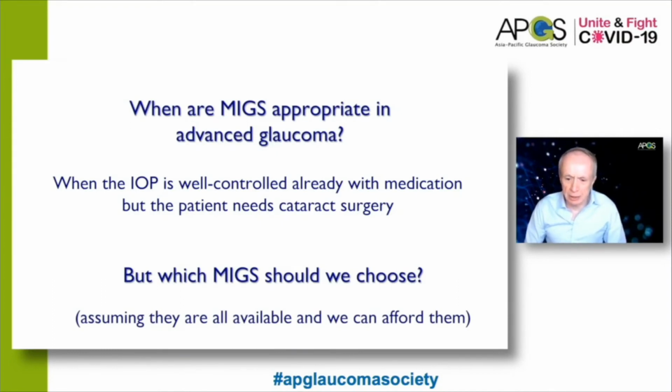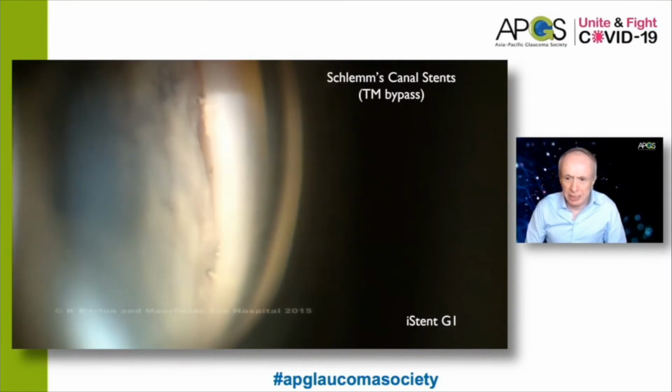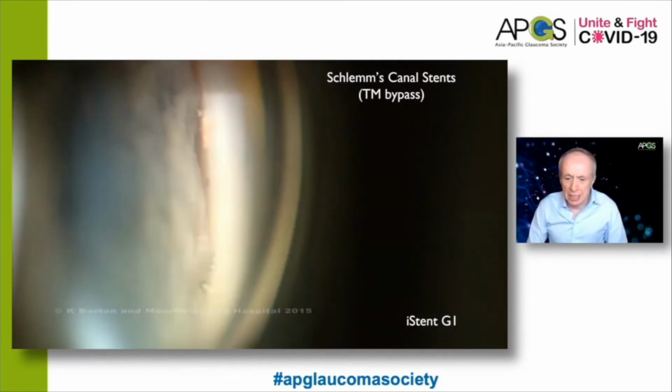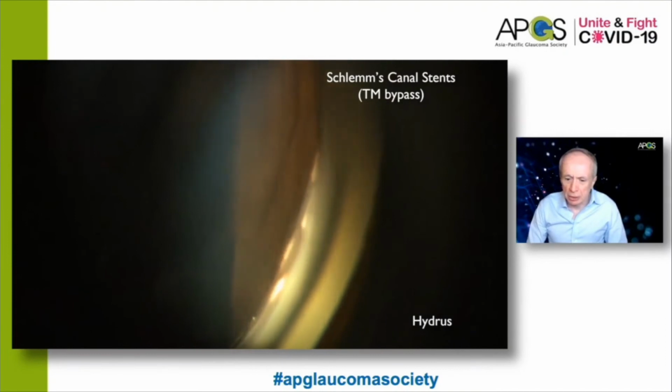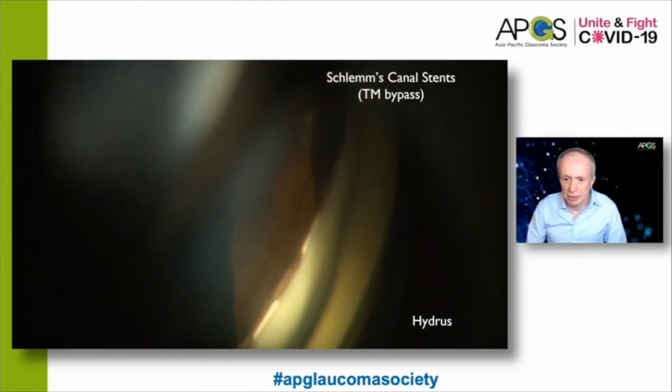Assuming, and I'm assuming in this talk, that they're all available, which is obviously not the case in many places, we have the Schlemm's canal stents, such as the iStent and the Hydrus, which are eminently suitable in combination with cataract surgery.